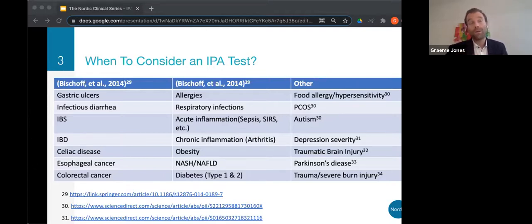Now, our permeability analysis is mainly looking at small intestinal permeability and gastric permeability. To look at colonic permeability, you need a test that reviews for a much longer period of time. So you want to bear that in mind when you look at the results, that you're looking at the small intestine and the gastric mucosa.